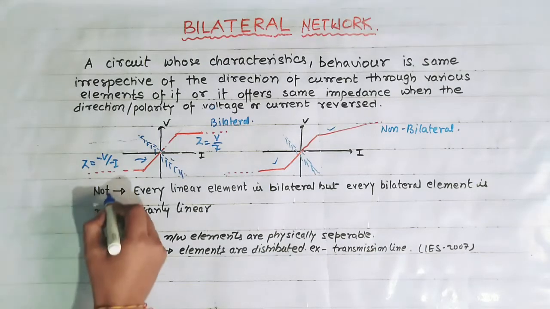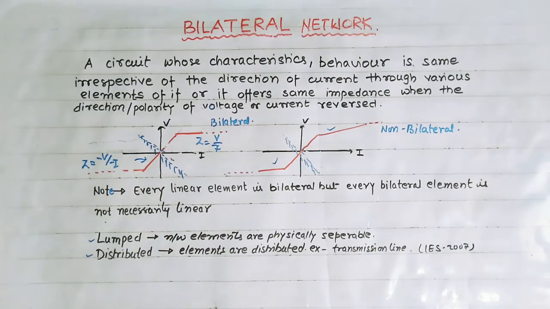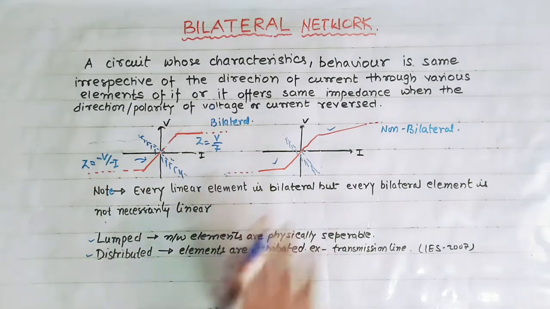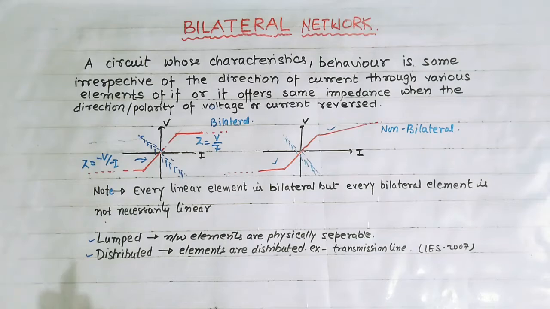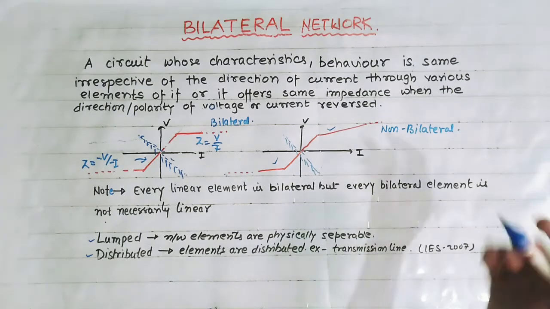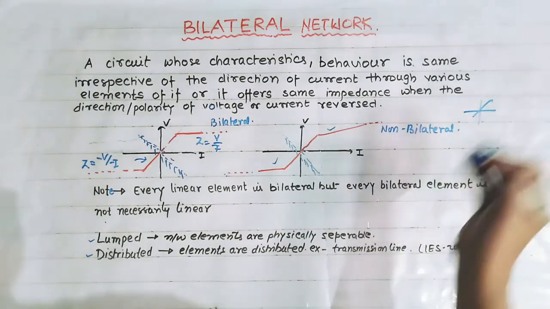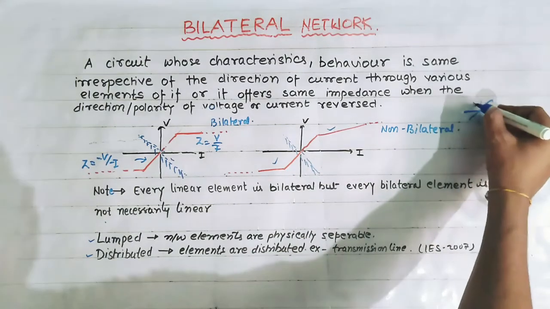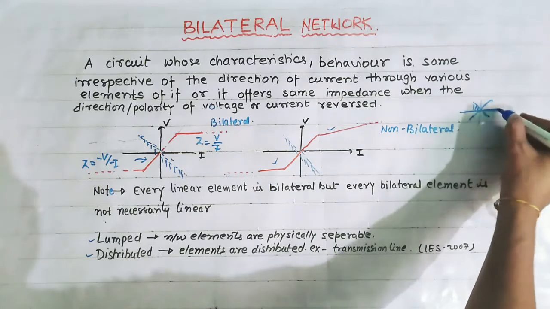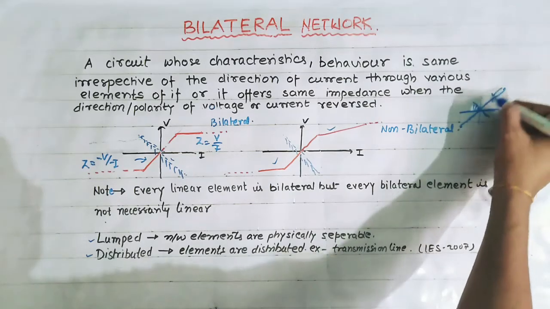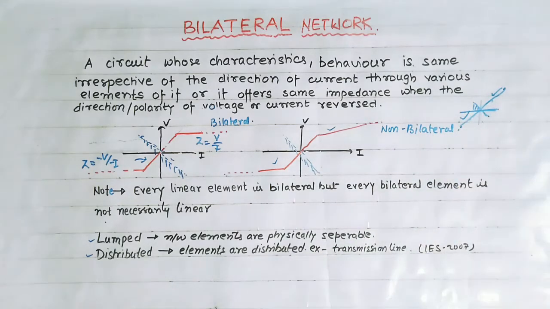Now please note a very important point. Every linear element is bilateral, but every bilateral element is not necessarily linear. Suppose I draw a linear characteristic. This is linear. If I draw a mirror here, then you can clearly see that these two portions of the characteristic are mirror images. It means every linear element is bilateral, but every bilateral element is not necessarily linear.